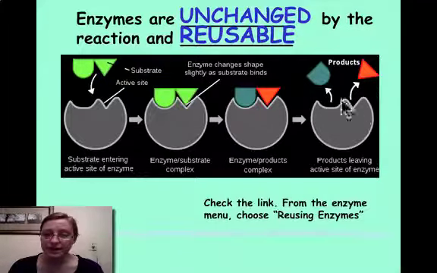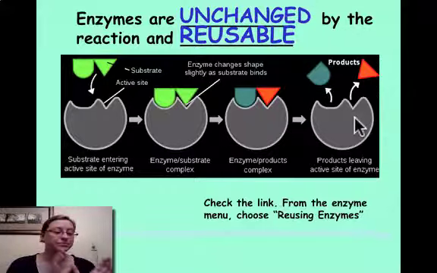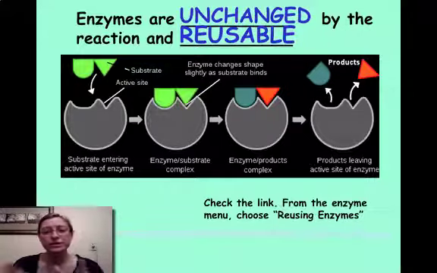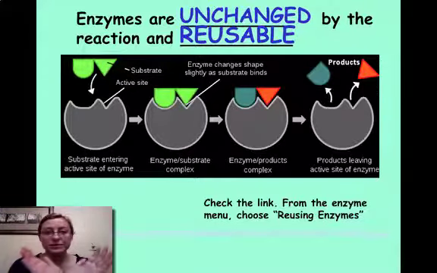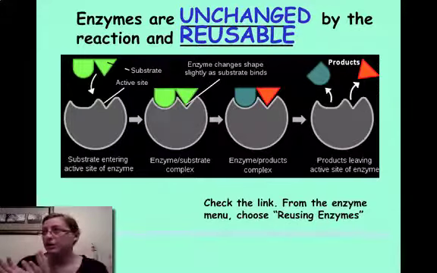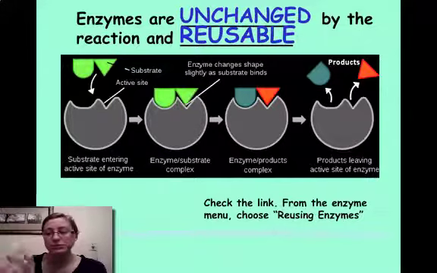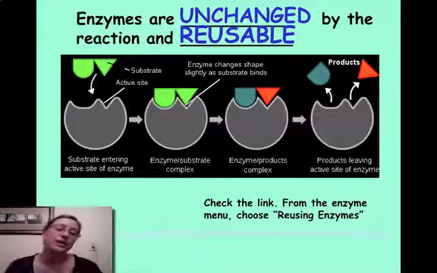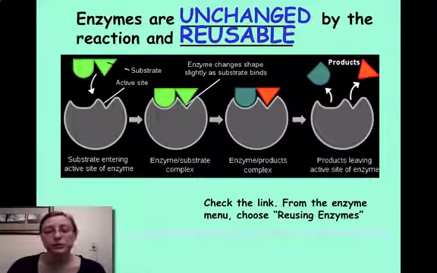Note what hasn't been changed is the enzyme. The enzyme has stayed the same, so it gets reused. It moves all around in the cytoplasm or wherever it is. It finds its substrate, binds to the substrate, produces the products, then goes out and finds more of its substrate, produces the products, and finds more. So they're reusable. They are not changed in any way by a chemical reaction.